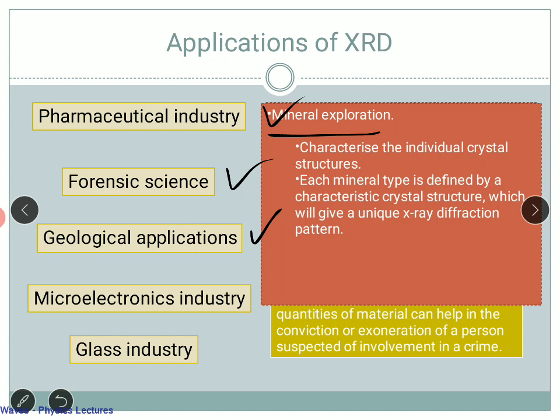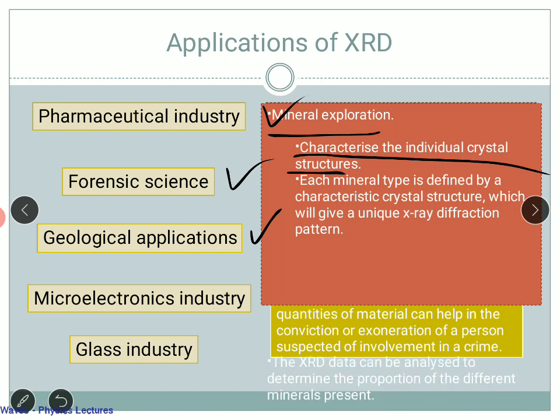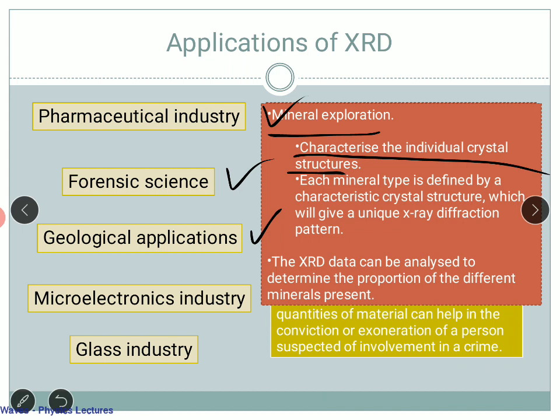Then you can do the X-ray characterization, because each type of mineral or material is characterized by a unique X-ray diffraction pattern. You can get that pattern, compare it with the PDF or the JCPDS data, and that comparison will tell you what kind of mineral the mine contains. The XRD data can be analyzed to determine the proportion of the different minerals present. So if you don't have a single mineral but a combination of minerals, you can determine how much of each material is present in that particular location or region.